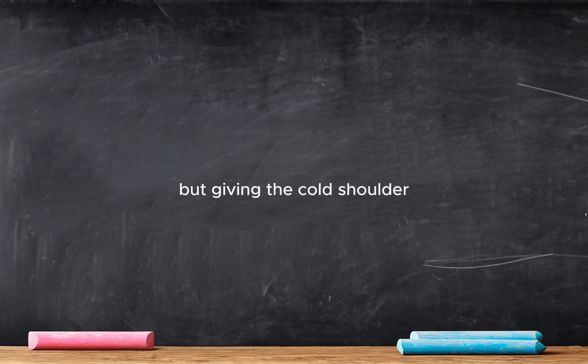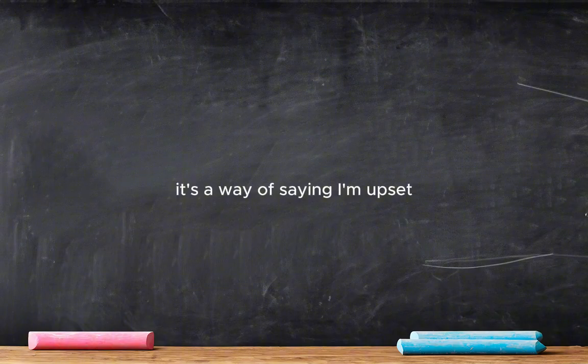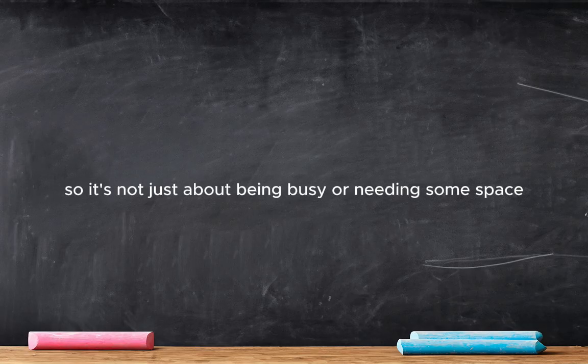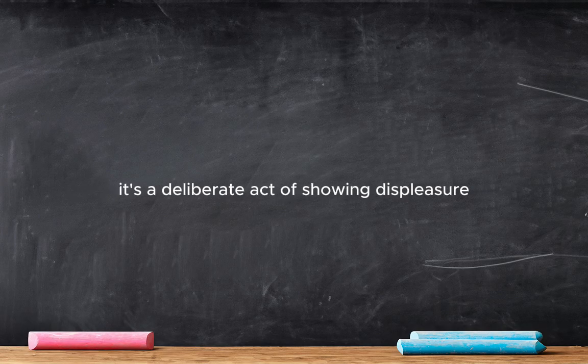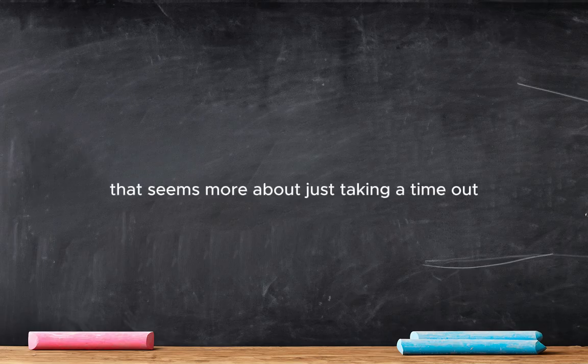Exactly. But giving the cold shoulder is more than just physical distance. It's about that deliberate withdrawal of affection and communication. It's a way of saying, I'm upset and I'm not ready to engage with you right now. Okay, so it's not just about being busy or needing some space. It's a deliberate act of showing displeasure. But is that the same as what the book calls letting the dust settle? That seems more about just taking a time out.